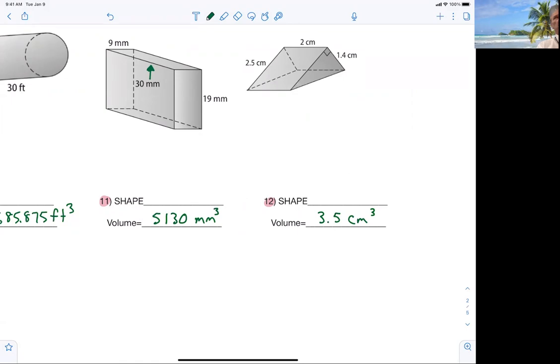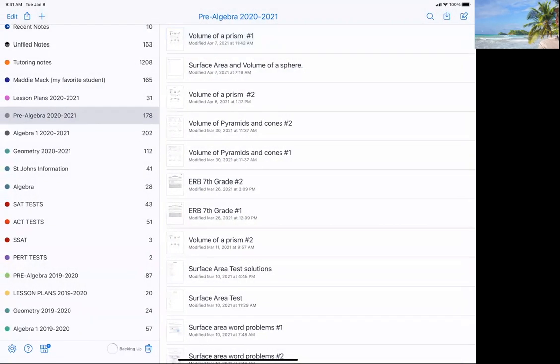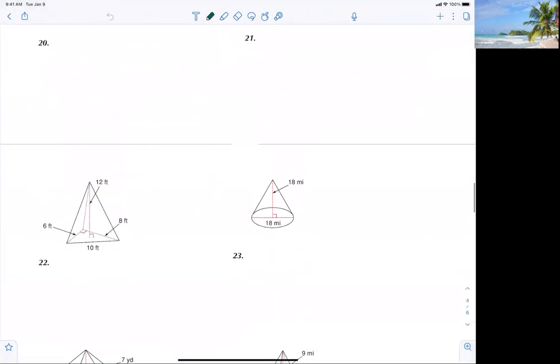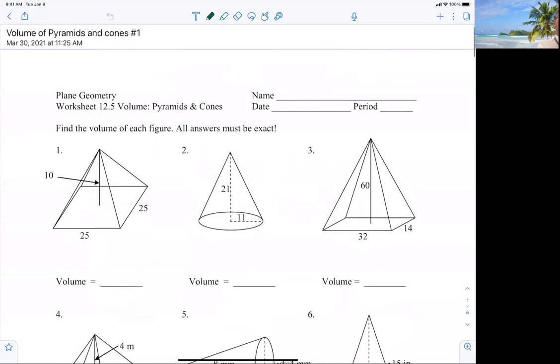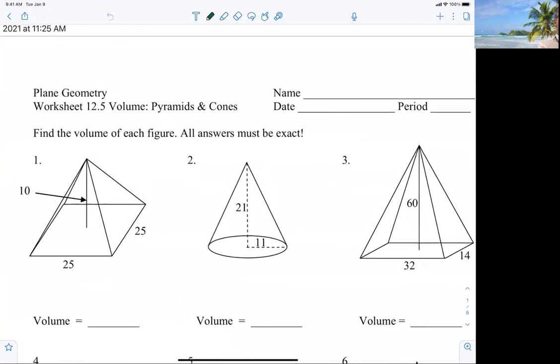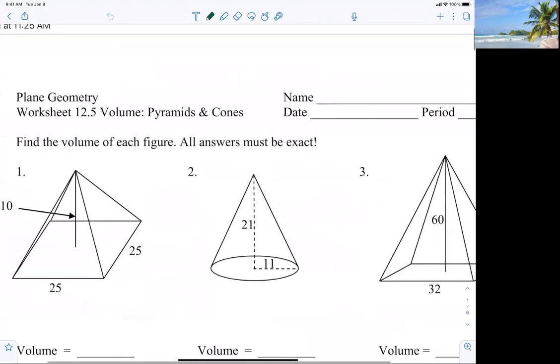All right. Now, again, for whatever reason, volume is hard if you don't know the formulas. So now everybody's got to pull up volume of a pyramid and a cone. All right. So everybody pull this up. And at the very top, I want everybody to write down volume equals.